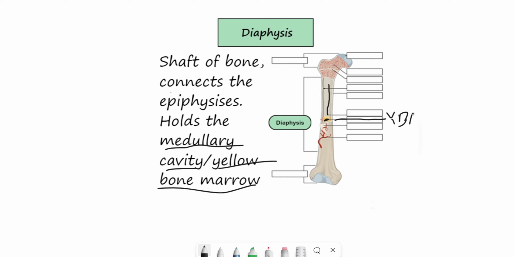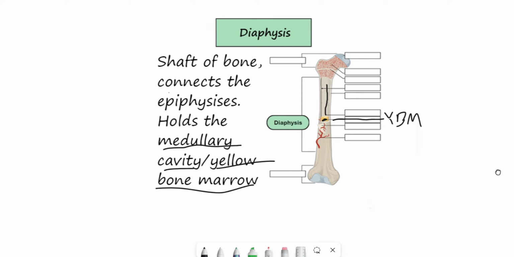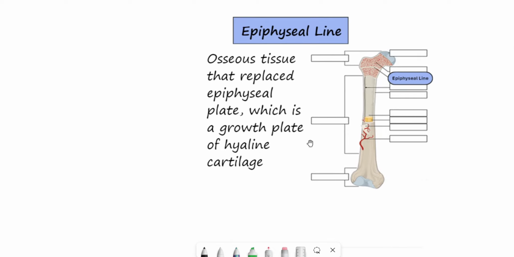If you remember correctly, your yellow bone marrow is where your fats are stored. And that's going to be right there in the diaphysis. There's also some other stuff in the medullary cavity, but the most important thing to know is that's where the yellow bone marrow is stored in the bone.